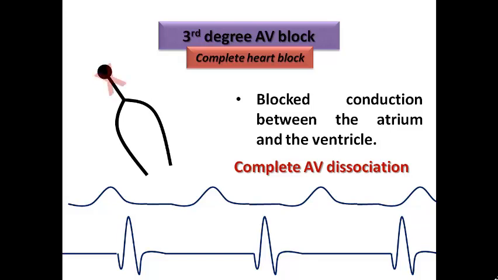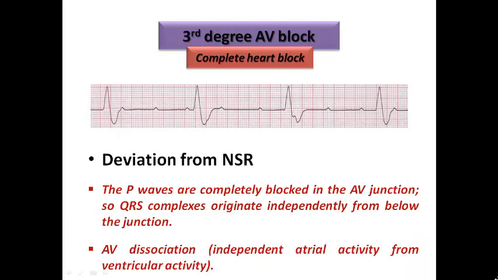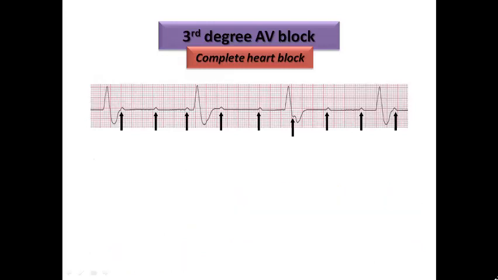We don't have here that each P wave is followed by a complex, or sometimes they are followed by a complex and sometimes they are not, like in the other types. No, the ventricular activity is completely dissociated from the atrial activity. So this is what we call complete AV dissociation caused by third-degree AV block or complete heart block. So for example here the P waves are completely blocked in the AV junction, and so QRS complexes originate independently from below the junction. So for example here we can find some P waves preceding the complex, some P waves coming after the T wave, some P waves superimposed on the complex or superimposed on the T wave. So this is AV dissociation.